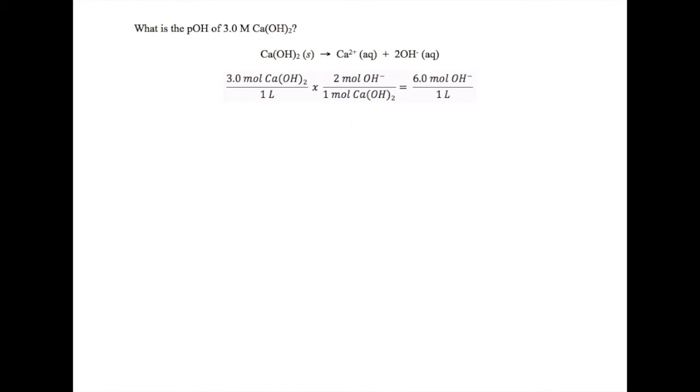Well, if we have 6.0 moles of hydroxide ions divided by 1 liter, that means that the concentration of hydroxide ions in this 3.0 molar calcium hydroxide solution is really 6.0 molar, which is obviously twice as much as the 3.0 molar. Alright, so there's our hydroxide ion concentration, 6.0 molar. Next, we're going to have to use the equation for pOH. The pOH is calculated in the exact same way that the pH is calculated.